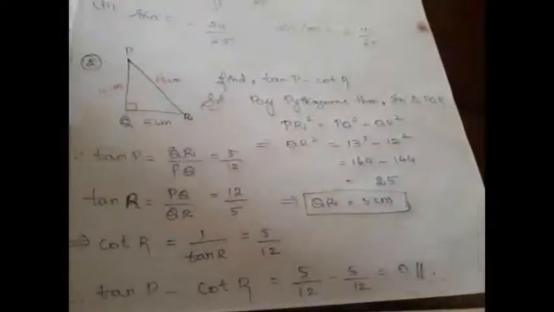So in order to find the tan ratio and cot ratio, what is the definition of tan? Tan is opposite divided by adjacent. So if we want to find tan P, we need the opposite side divided by adjacent side. Anyhow, we need the measurement of this side. So let us find it by applying Pythagoras theorem. This can be obtained by hypotenuse square minus this. So 13 square minus 12 square, which is 25. So QR will be 5 centimeter.